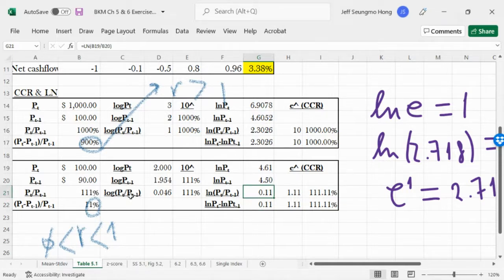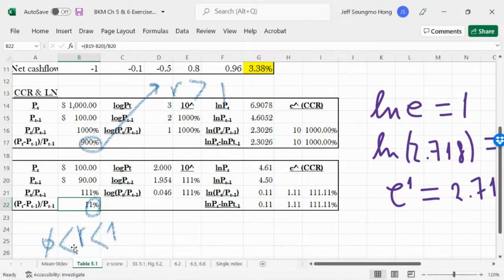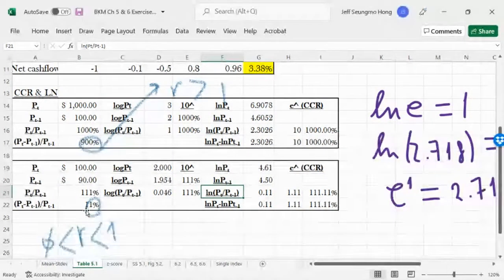And the net return is not... you understand, this is the formula for gross return, but the gross return formula gives the same thing as the net return. Why? For a small change between 0 and 1, the natural log of the gross return is no different from the net return.